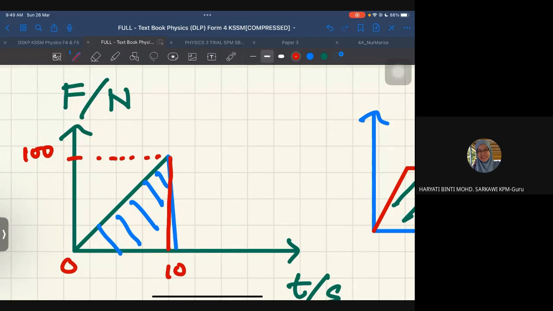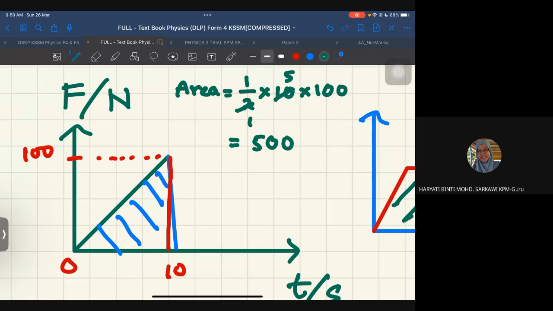Formula for area for triangle. So the area formula is half times base times height, right? Okay, base is 10. Height is 100. Right? So you get 5. So it means 500.